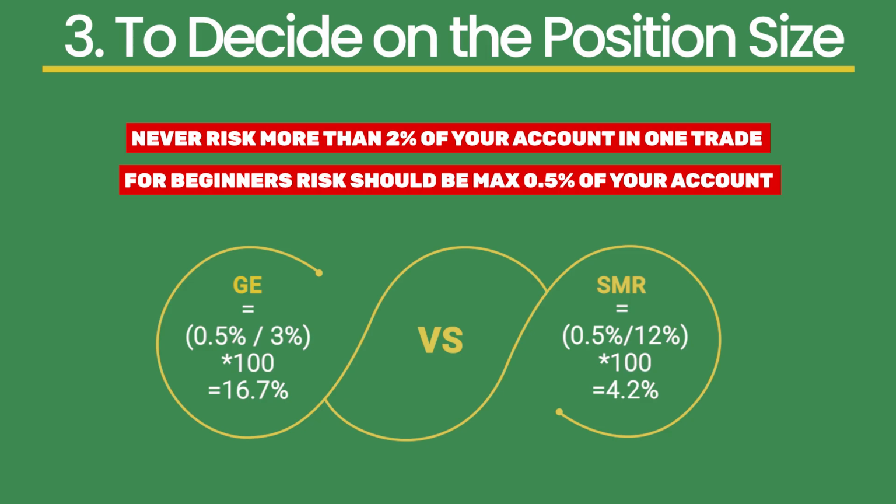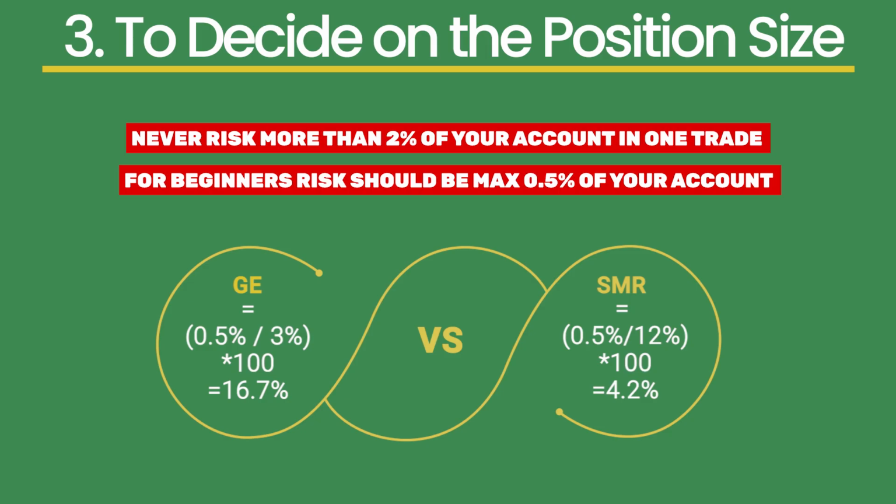So let's take GE as an example. The account risk, we agreed that it will be 0.5%, and the stop loss will be 1.5 ATR, which is 3%. If you divide the 0.5% over 3%, it will give you 16.7%. That's the position size that you can afford to have in GE. If you go to SMR, we keep the same account risk, which is 0.5%. But here, the 1.5 ATR is 12%. If you divide 0.5% over 12%, it will give you 4.2%. This is the maximum position that you can have from SMR.